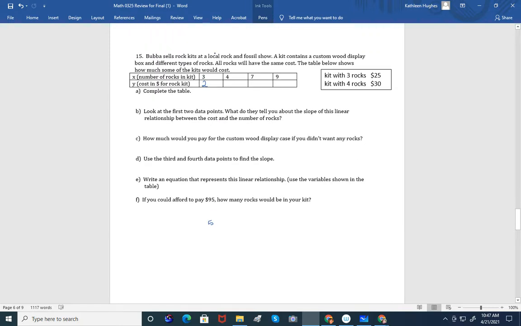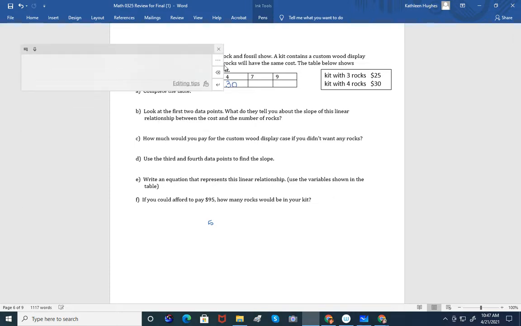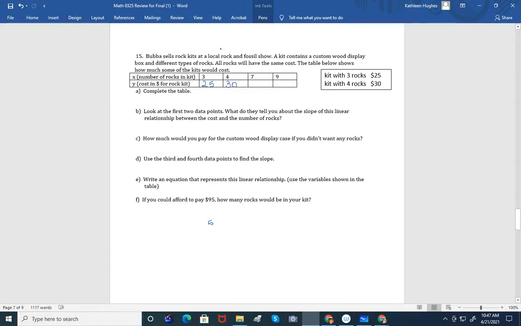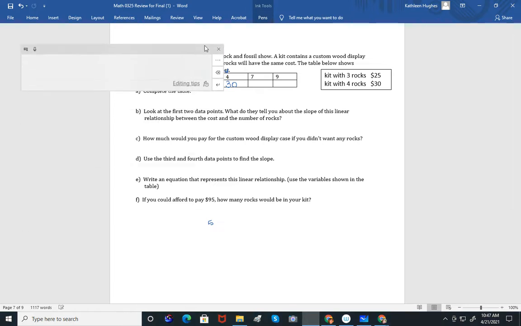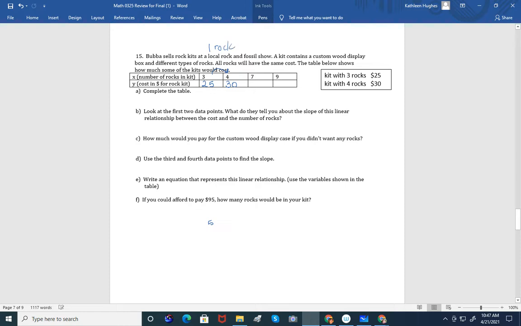Whoops, a little screen jump there. Kits with 4 rocks are $30. So right there, we can see that when we add a rock, it costs $5 more. So 1 rock, when I go up 1 rock, I go up $5. Okay, so let's think about this.